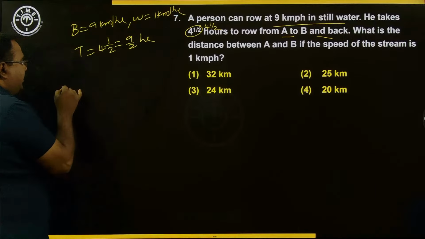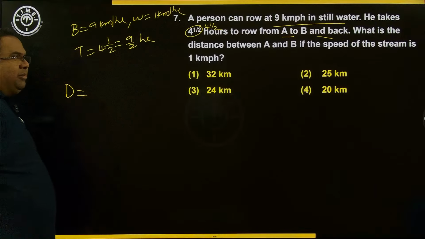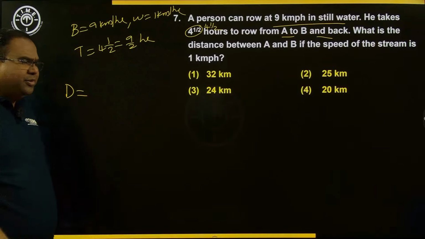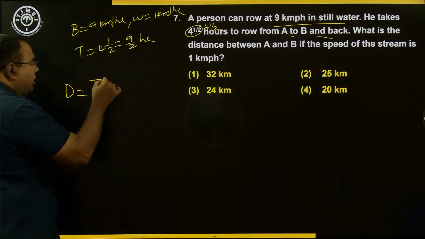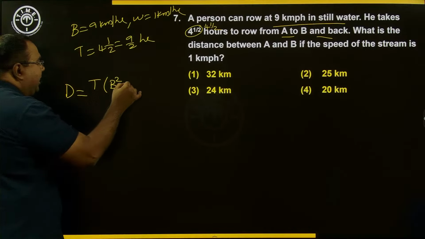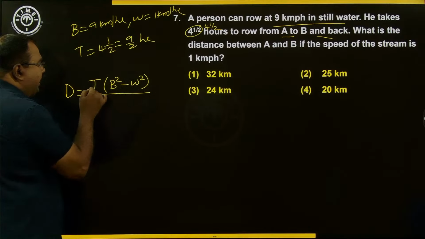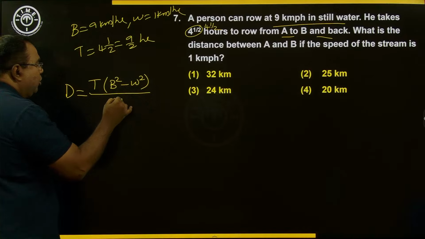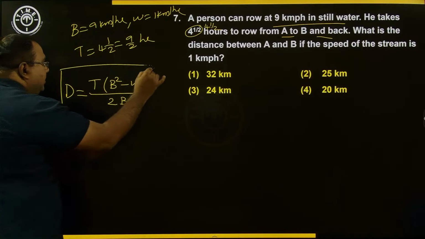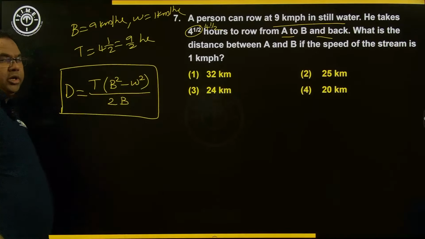I want distance. This is a shortcut. By using harmonic mean, you arrive at this shortcut. Most of the times you have discussed this in your classes. The shortcut is distance is equal to time into B square minus W square by 2B. This is a standard model, standard shortcut which we use.